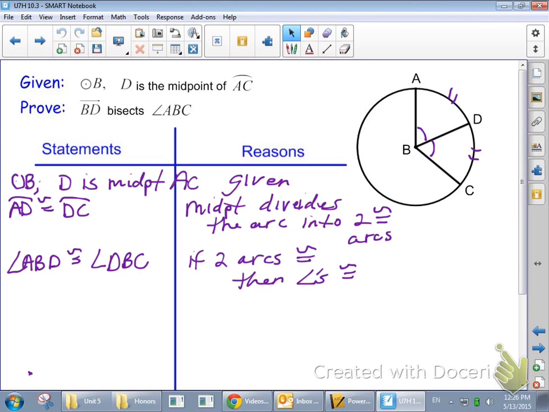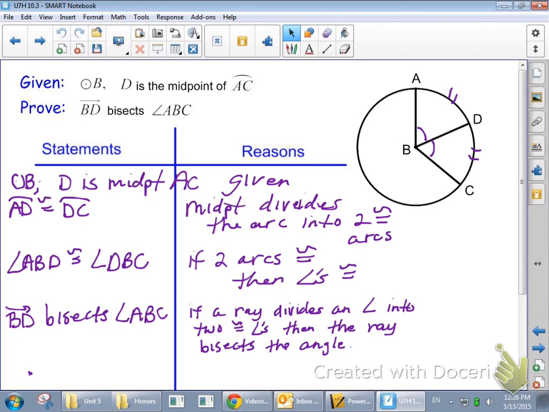And knowing that, then I can say, well, BD bisects angle ABC. And just put this into words then. We know if a ray divides an angle into two congruent angles, then the ray bisects the angle. Okay, I went ahead and wrote it out so that you would have it there. Okay, so that finishes that proof. Not too bad, 4 steps.